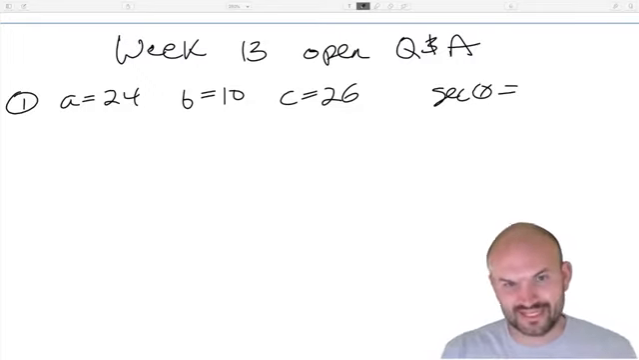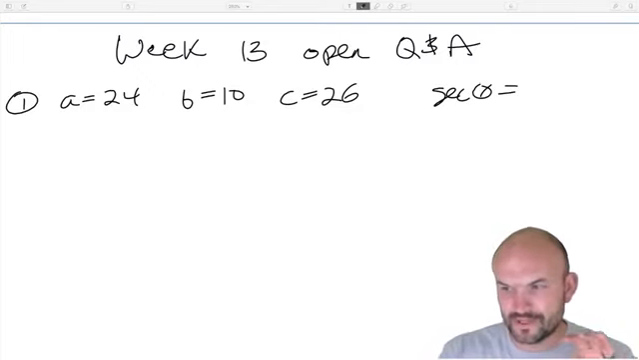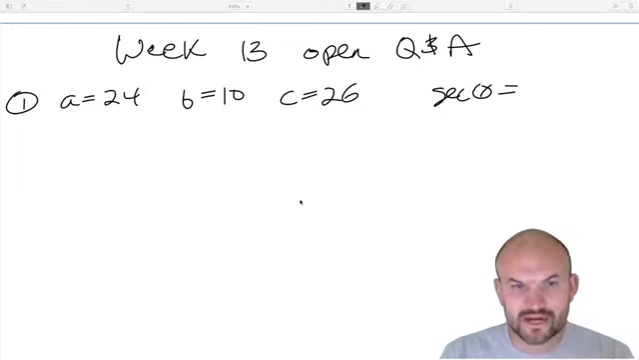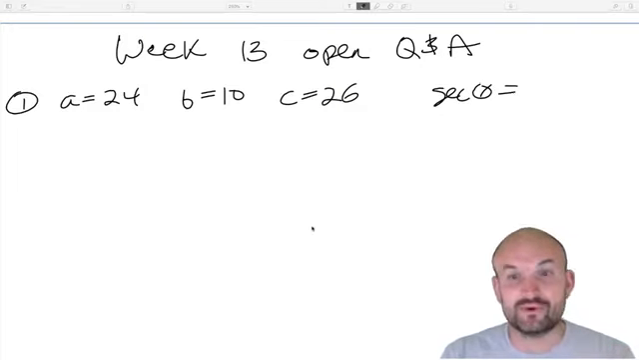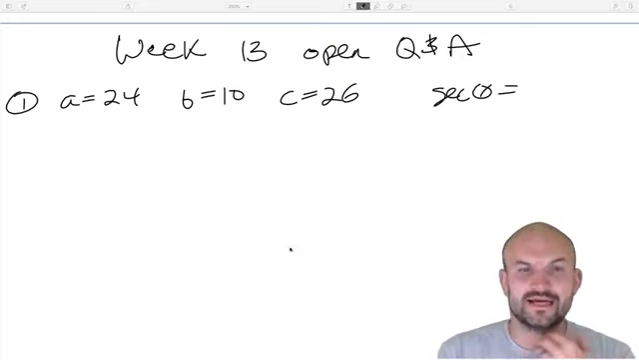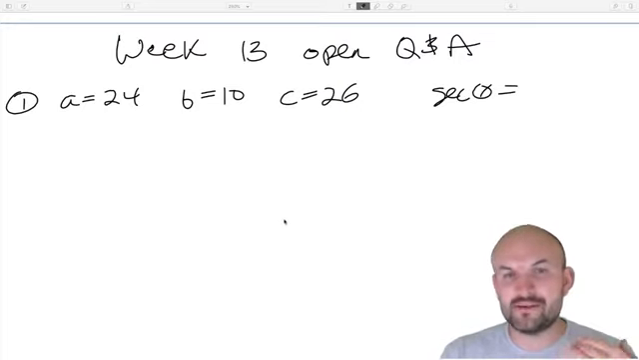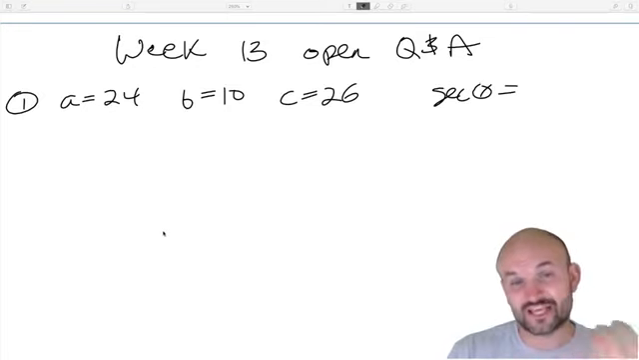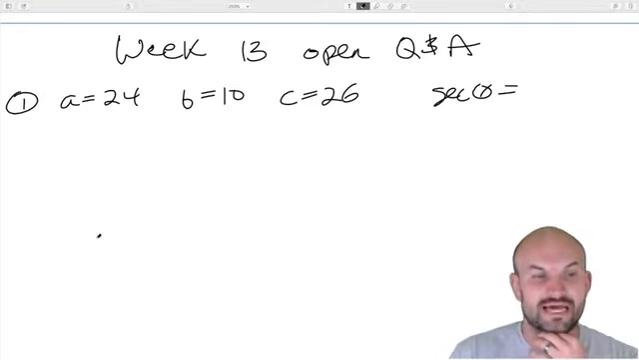Now, again, here's where it kind of gets into the specificity. In this problem, the student gave me A, B, and C, and they said, we want to know how to find secant of theta. The problem is we don't know where theta is. And that's actually a huge issue at this point.